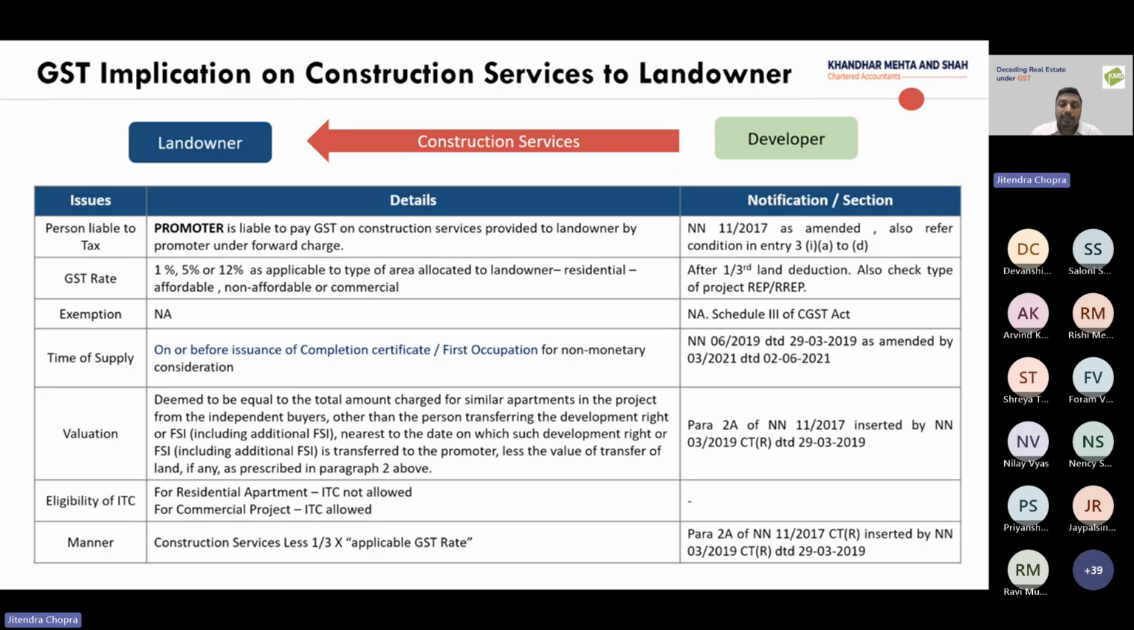As per this provision, the value of construction services shall be deemed to be equal to the value of a similar apartment sold to an independent buyer nearest to the date of transfer of development rights, less 1/3 value towards land. Meaning, the value you take for TDR will be the value of the development right, the same as the value of construction services, less 1/3 value.